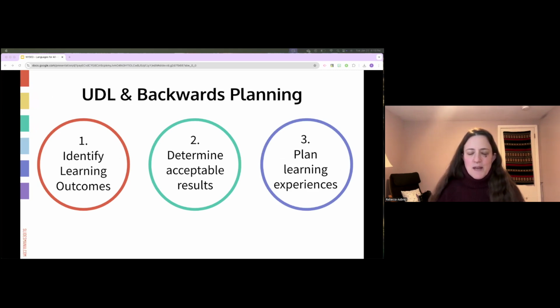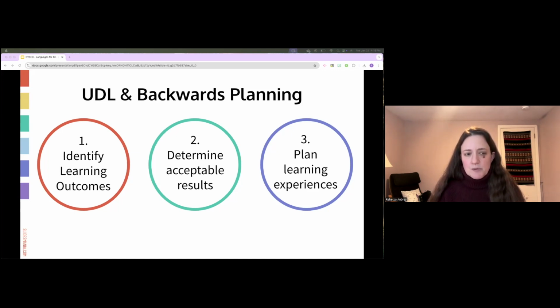And so backwards planning is one of the high leverage teaching practices for world languages. It has 3 steps. Many of you may or may not already be familiar with backwards planning. But the first step of backwards planning is to identify what the learning outcomes are for our students. And so these are the essential questions. What is the proficiency target? What are the enduring understandings? What are the essential skills and learning students will acquire through the unit?